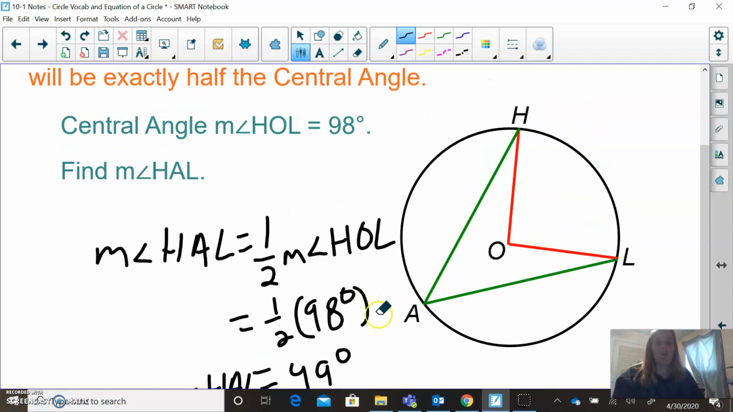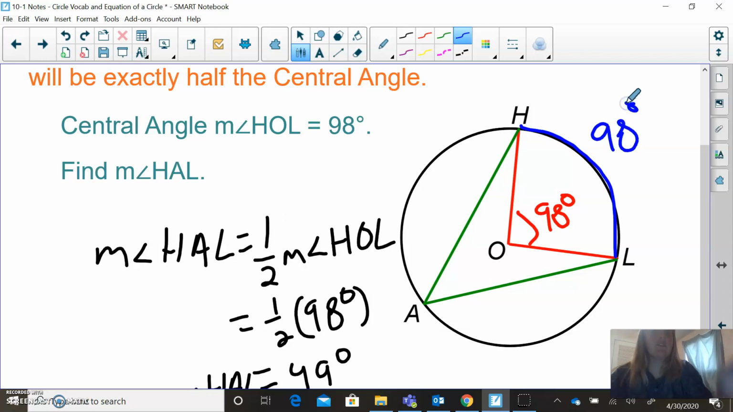Now the way this works out is because the central angle HOL is 98, so this is 98 degrees. Well, this arc HL is also 98 degrees because it's a central angle, and the central angle is the same measure as the arc that it intercepts. That's how that works out, okay?